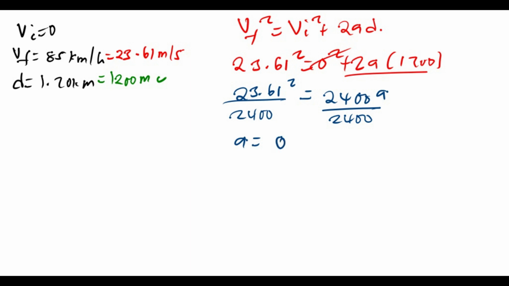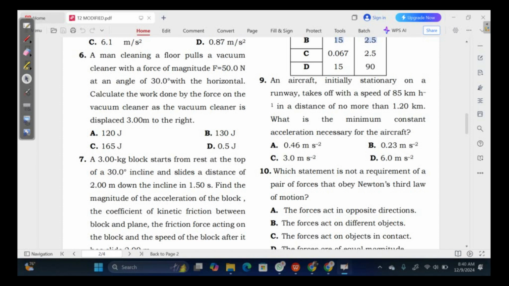So a is 0.23 meters per second squared. So if we go here, what is the answer? B. Do you remember this question?